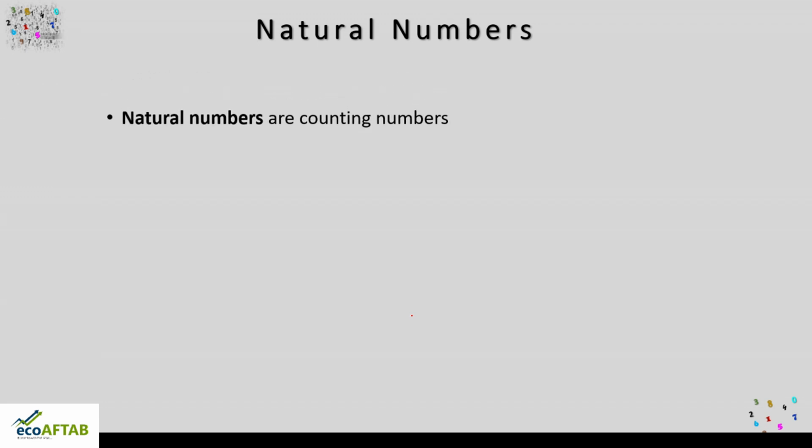Natural numbers are counting numbers. These are the numbers where we start counting on our fingers. They do not include 0 and they do not include negative numbers. Naturally, when we are able to count, those numbers are called natural numbers. And as you know, friends, we cannot count 0 or negative numbers. So that is the reason natural numbers are called counting numbers.